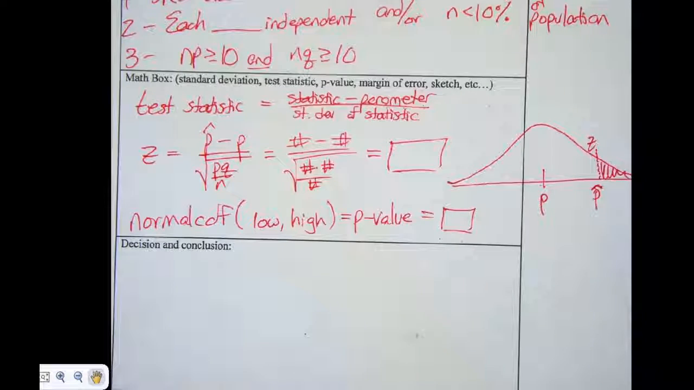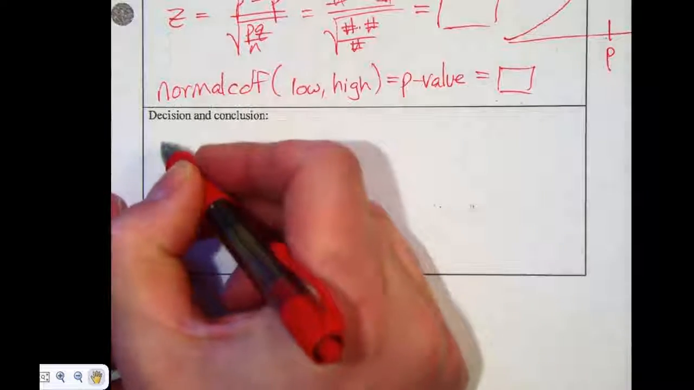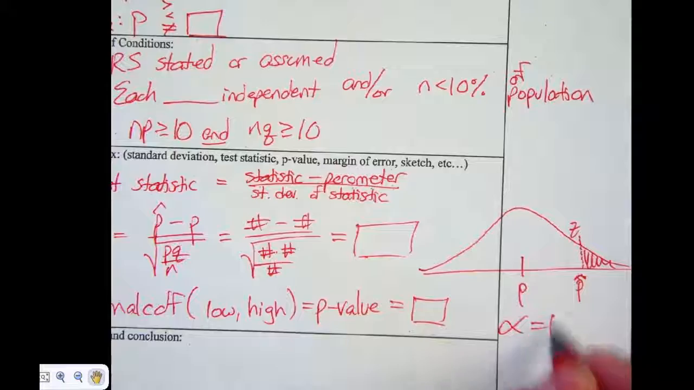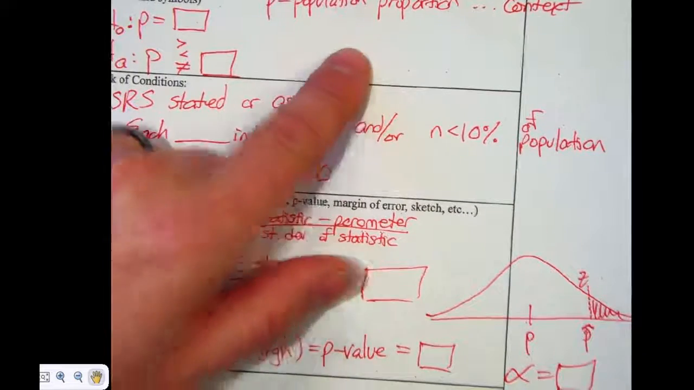So your conclusions, I'll write both the possibilities there. Oh yeah, we should write alpha somewhere. So alpha equals whatever. You can put that anywhere. A lot of you, when you did the test, you just put it right up at the top here. Totally fine.